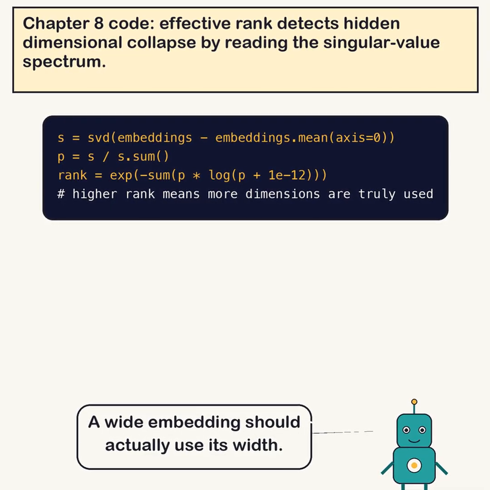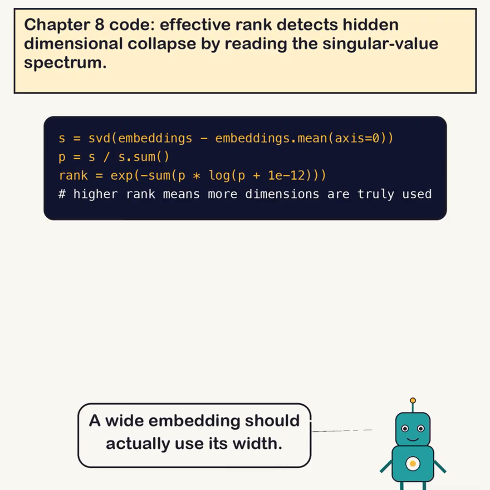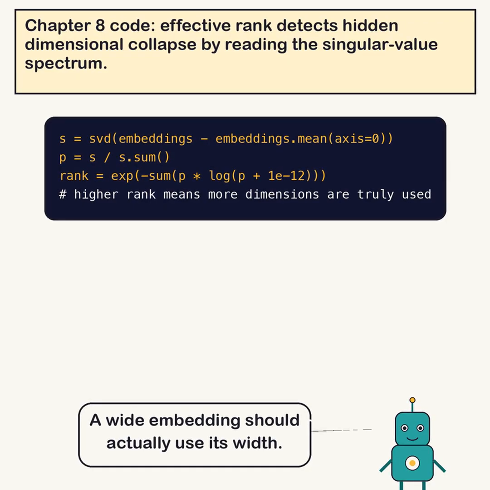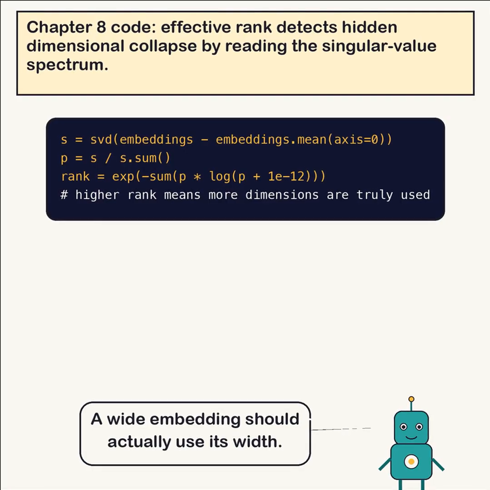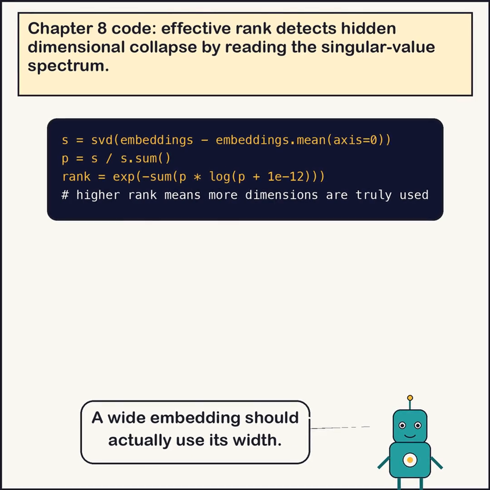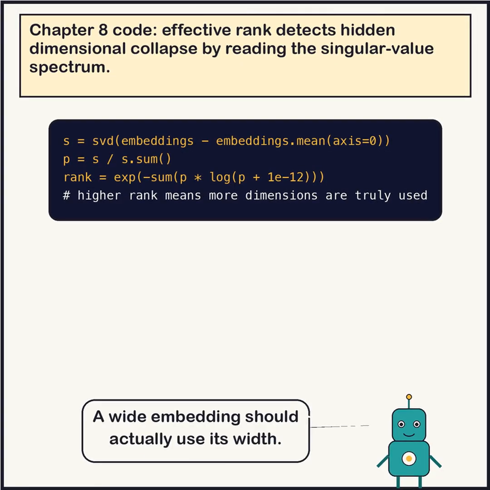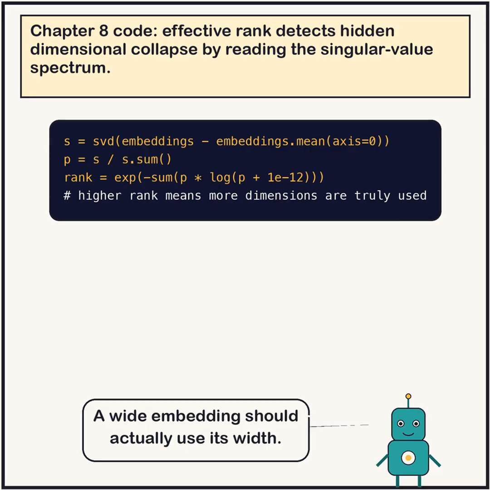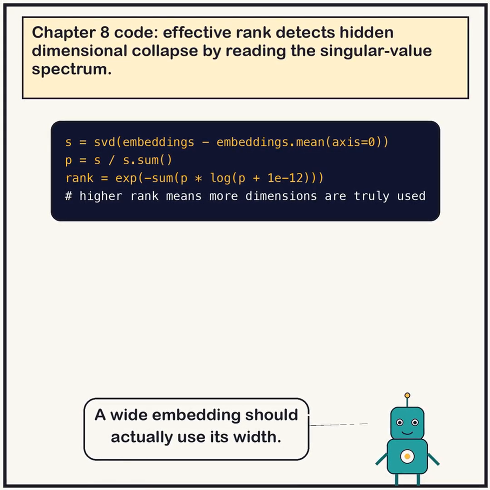A model may look healthy if you inspect one statistic, but singular values reveal whether the batch really spreads through many directions. Entropy turns that spectrum into a soft count of active dimensions. It is memorable because it catches the quiet version of failure. Real-world analogy. Effective rank is like counting how many instruments in an orchestra are truly playing rather than watching the conductor only. A wide embedding should actually use its width.